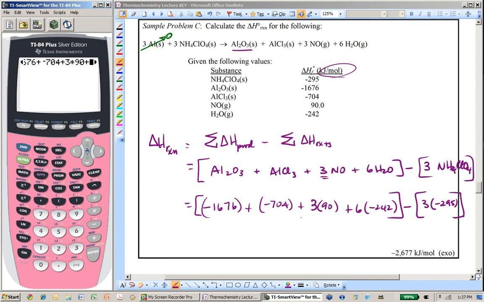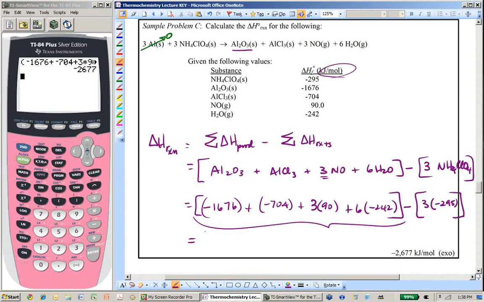I got a plus times there. 90. Where was I? I left off at 90. 3 times 90 plus 6 times negative 242. Okay, hopefully I got it in there right that time. I'm going to close that paren. So I just entered all of this gobbledygook minus, I like to open a paren. You don't have to. I just make fewer mistakes when I do it this way. 3 times a negative 295. In other words, I put it in the calculator exact same way it's visually written on my paper.